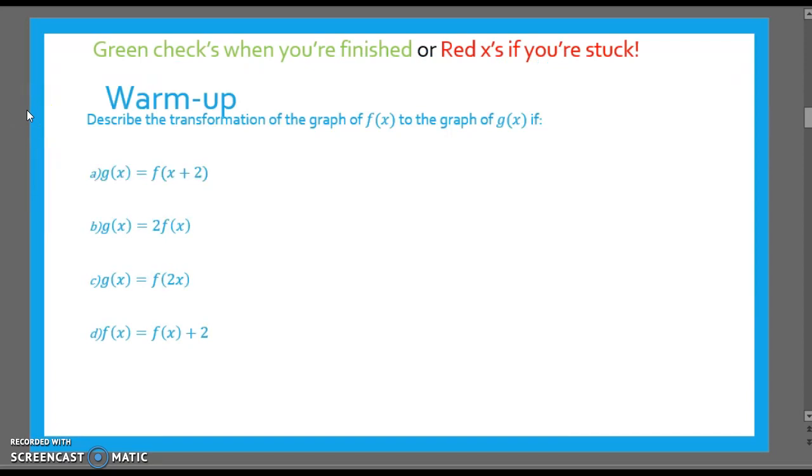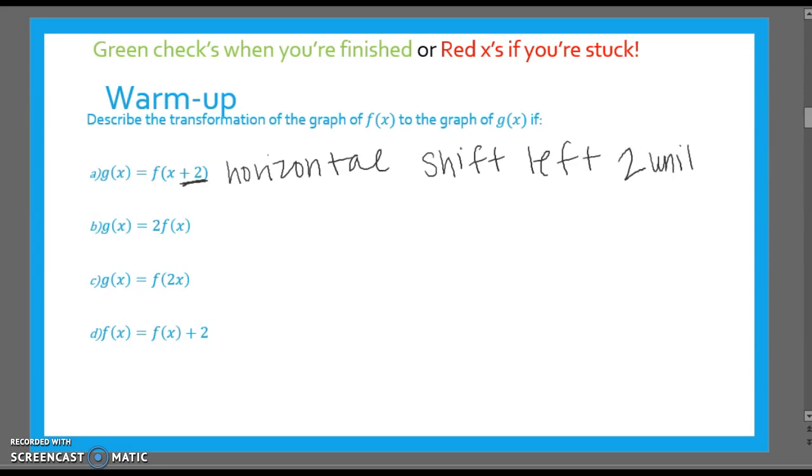Okay, so here's a warm-up. Let's just do it together. Describe the transformation of the graph of f of x to the graph of g of x. So if I add something inside the parentheses, that's a horizontal shift left 2 units, because it's plus 2. If I multiply a function by 2, like in b, that's a vertical stretch by a factor of 2. Okay, whatever that number is.